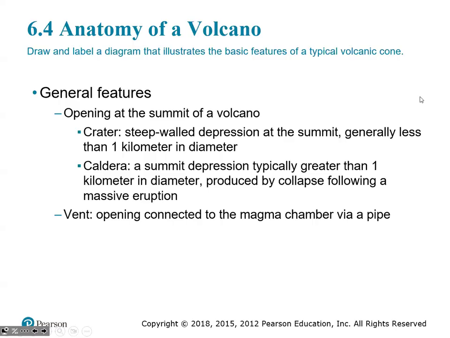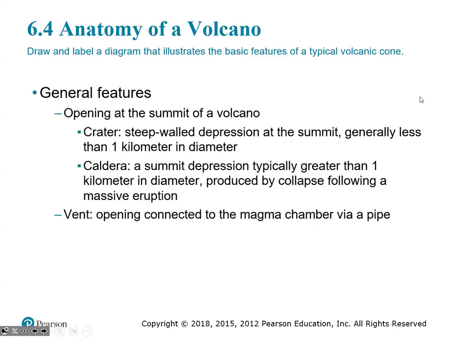Often there's a crater, or a steep-walled depression at the summit, that's generally less than 1 kilometer in diameter. If you have something bigger than 1 kilometer in diameter, that's called a caldera. This is produced when the magma chamber underneath the volcano collapses after it empties out, so produced by some sort of collapse following a massive eruption. Volcanoes can also have vents, which are various openings not on the top but on the sides, which are connected to the magma chamber via a pipe, basically.